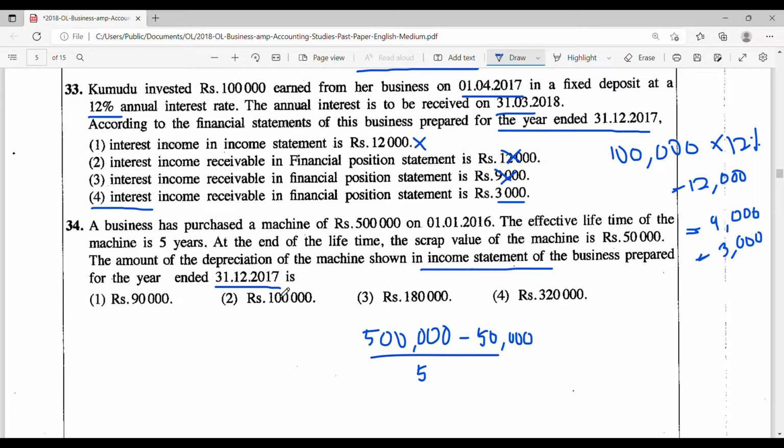So first you need to know the depreciation value for 1 year. So 500,000 minus 50,000 divided by 5 will give you the per year depreciation of 90,000. So every year in these 5 years you will depreciate it by 90,000. Okay. So here the correct answer is answer 1. 90,000.